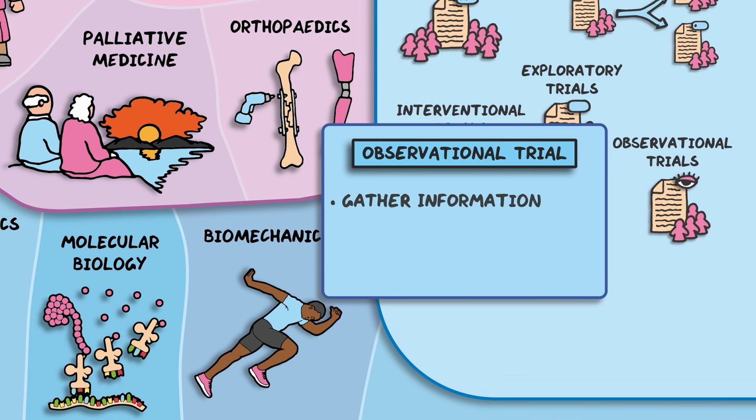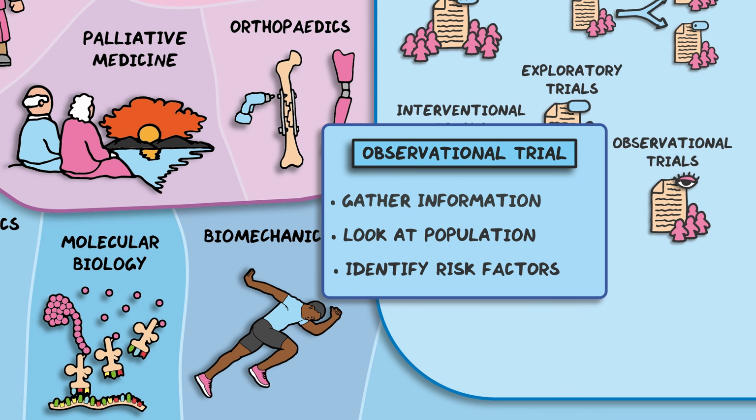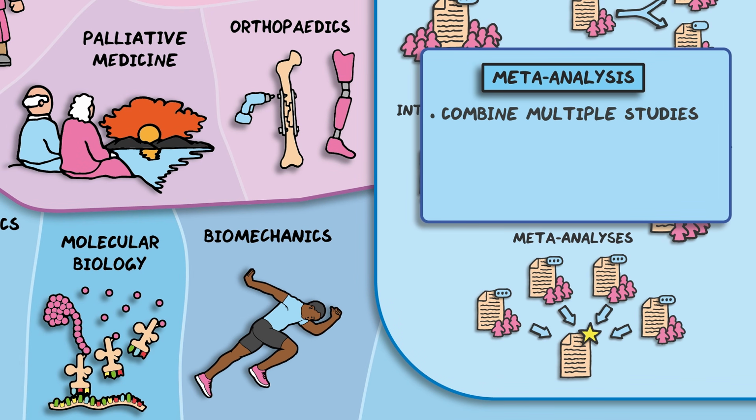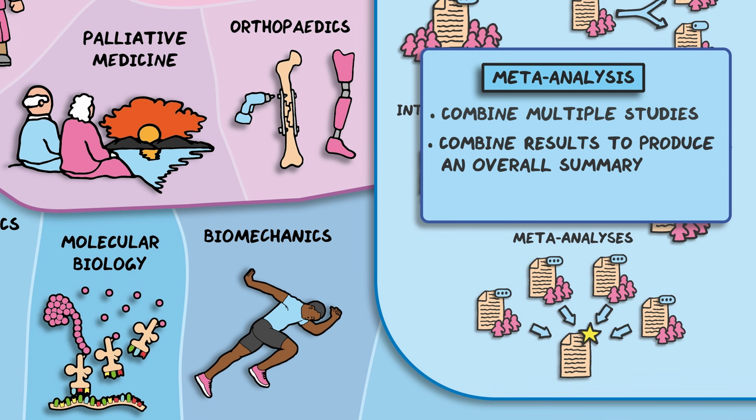Observational trials are used to gather information about a particular disease or condition in a population without manipulating any of the variables. They're usually used to identify risk factors or potential causes of a disease. And meta-analyses, also known as systematic reviews, combine the results of multiple scientific studies that are looking at the same question. And they use approaches from statistics to combine all of the results to produce an overall summary of an area of research. Meta-analytic results are considered the most trustworthy source of evidence in medicine.